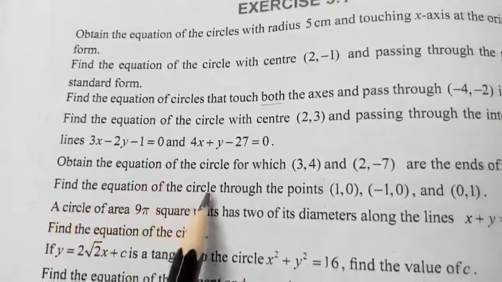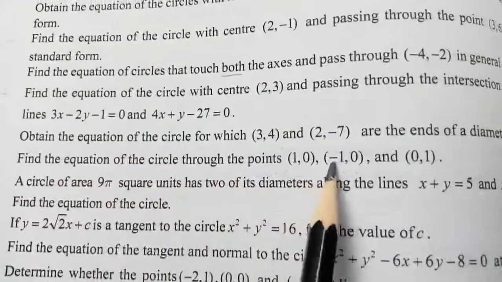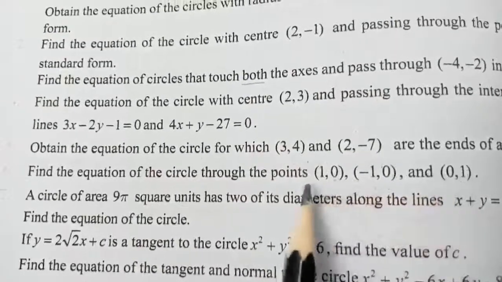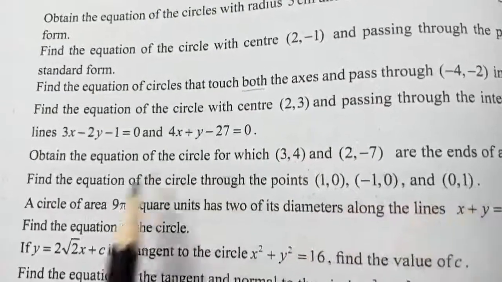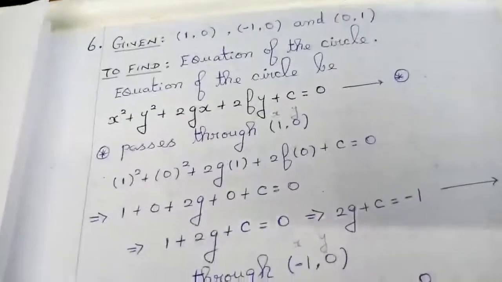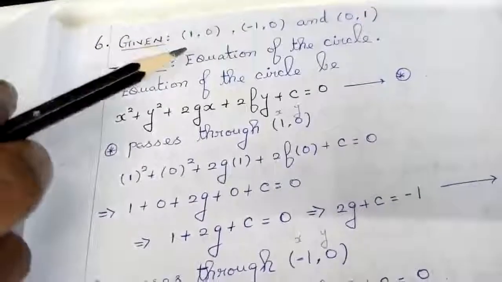Exercise 5.1, sixth question. Find the equation of the circle through the points (1, 0), (minus 1, 0) and (0, 1). They are giving you 3 points here, students, and they are asking you to find the equation of the circle.